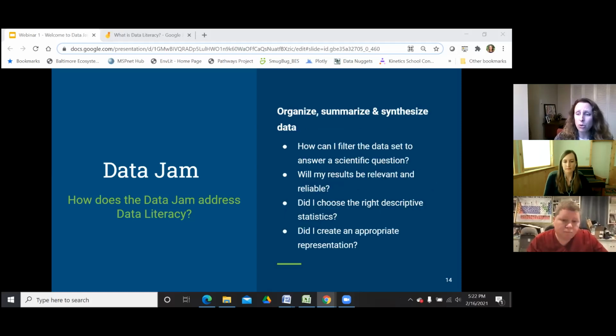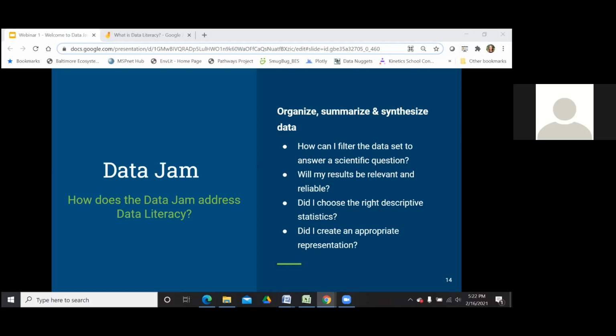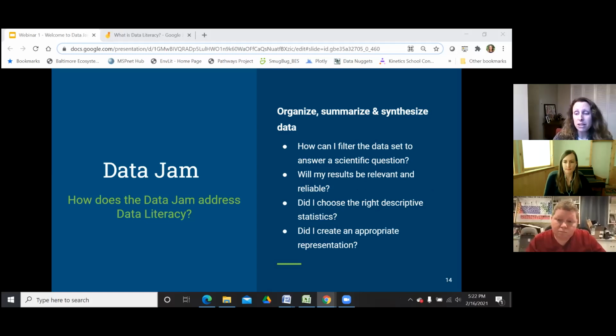Data Jam also focuses on helping students learn how to organize, summarize, and synthesize data. Here we really try to guide the students to filter data sets to answer a specific scientific question. We want the students to be able to determine if their results are relevant, if they're reliable, to understand if they've chosen the right descriptive statistics to describe and explain their data, and to determine what sort of graph they need to create. Did they choose an appropriate representation? So we provide a lot of opportunities and supports in Data Jam to help students do these types of analyses with their data.